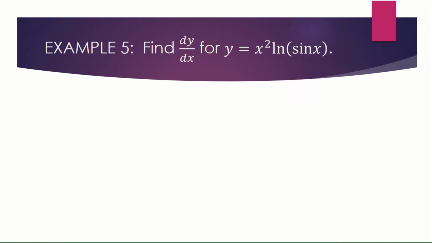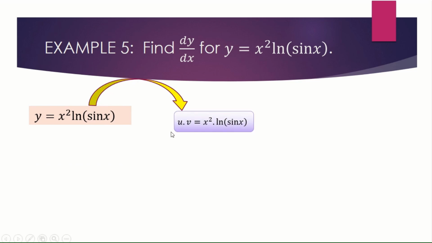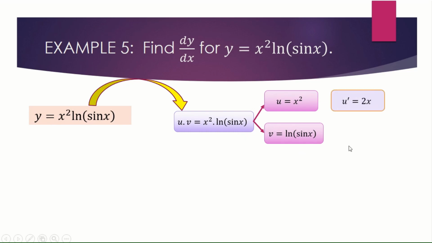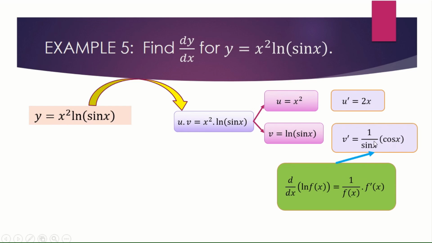Okay, next example. We have y is equal to x squared ln sin x. If you look at this one, it is a product between two functions, x squared and ln sin x. So we need to use the product rule here. We use uv, where u is x squared and v is ln sin x, and u prime is 2x. Differentiate ln sin x, we get 1 over sin x multiplied with cos x.